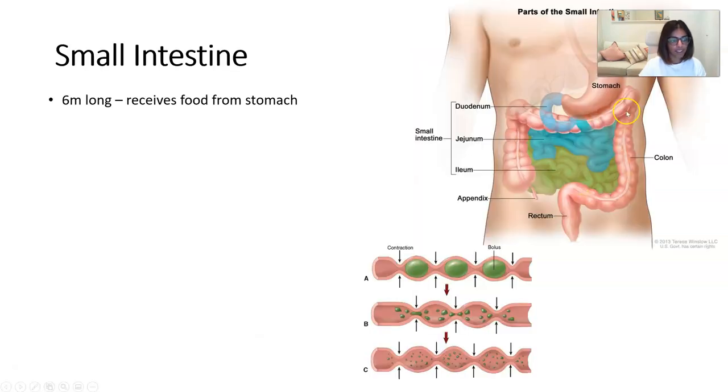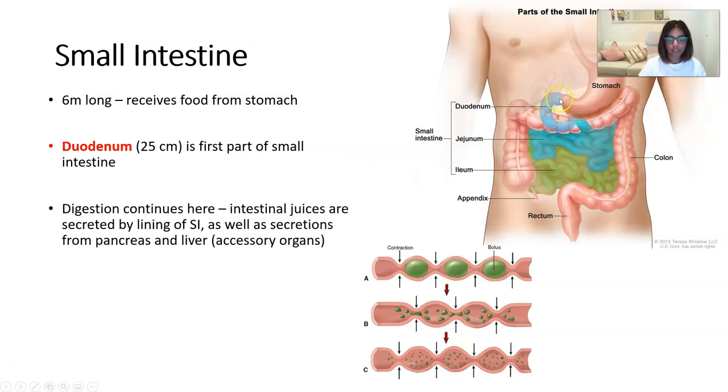The small intestine is called so not because it's short, but because of the diameter. The small intestine is actually about 6 meters long. The first part of the small intestine, which you can see here that connects from the stomach, is called the duodenum. It's about 25 centimeters long and it's recognizable in being the first part of the small intestine.